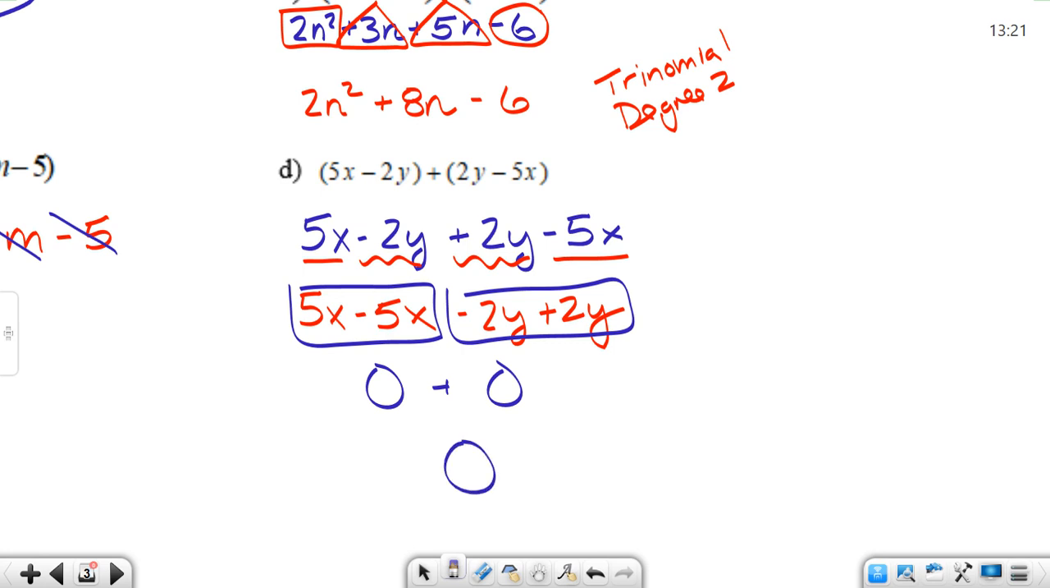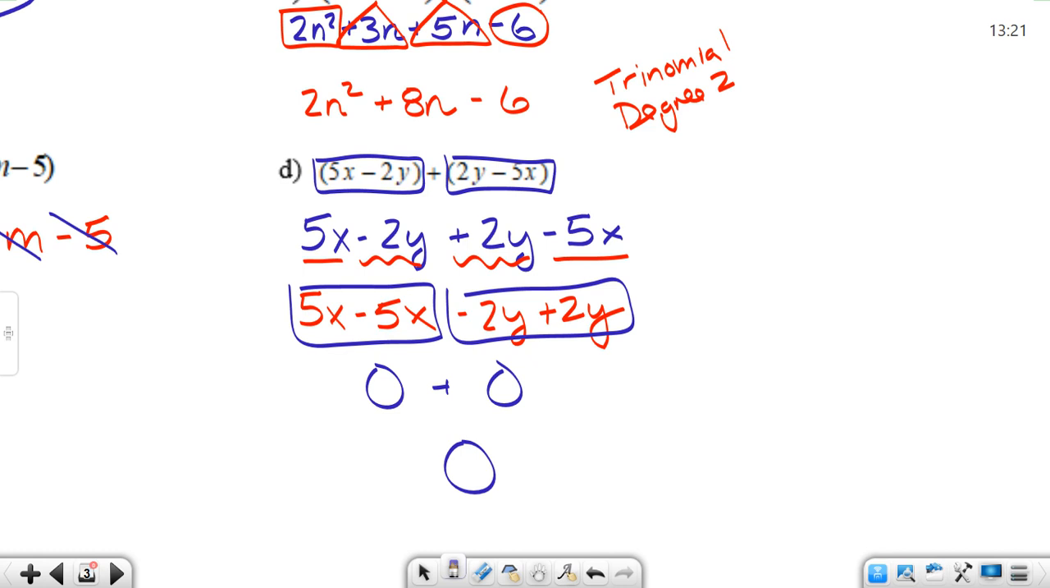So you actually can add together two polynomials and get 0. Now, how does that happen? Well, it must have been that the two polynomials that we added together were exact opposites of one another, which, if we look back here, we can see that we had 5x minus 2y and 2y minus 5x. Those are, in fact, opposites, so they are going to cancel out, and we are going to be left with 0.